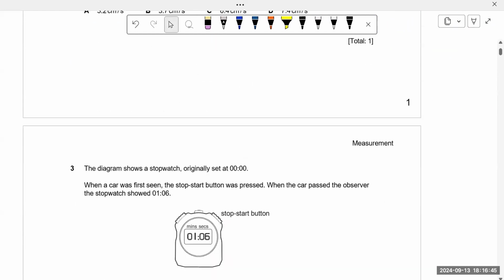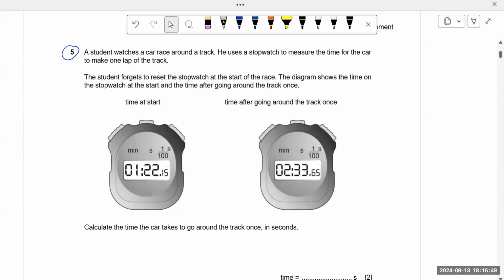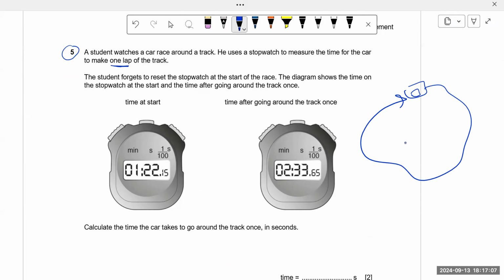طيب the next question is number 5. A student watches a car race around the track. He uses a stopwatch. أنا عندي عربية okay ماشية في track. He uses a stopwatch to measure the time for the car to make one lap of the track. يبقى هيستعمل stopwatch عشان يقيس to measure the time taken around the track for only one lap. One lap يعني one لفة.